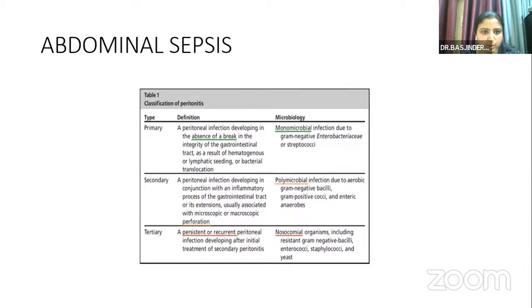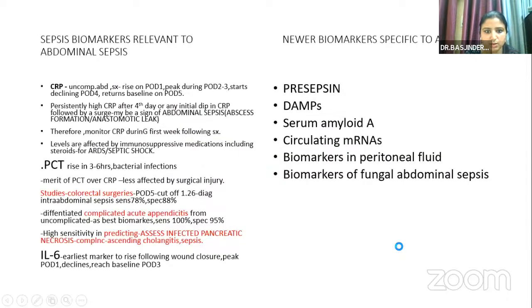Next, abdominal sepsis. In abdominal sepsis, we mainly have intestinal integrity in mind. Depending upon that, it can be divided into primary, secondary, and tertiary abdominal sepsis. Primary is when there is no breach in the integrity of the GI tract and monomicrobial infection is expected. Secondary is when perforation occurs and polymicrobial infection is expected. And tertiary is when there is persistent or recurrent peritoneal infection and we are not able to treat it. Then nosocomial organisms are involved.